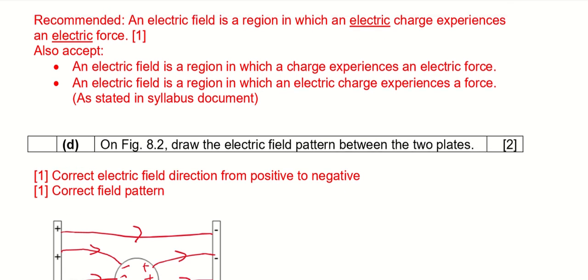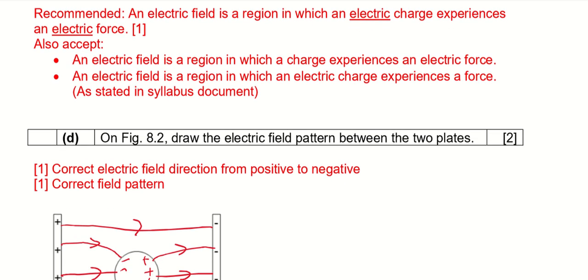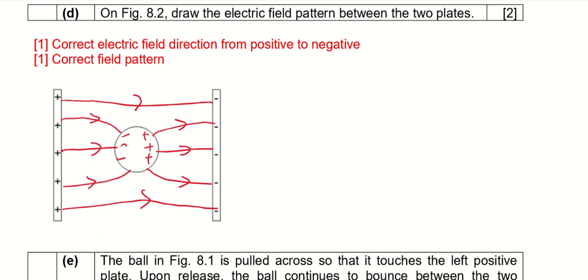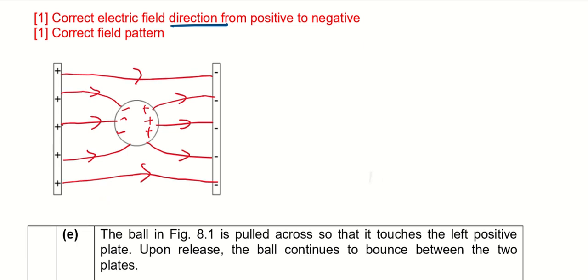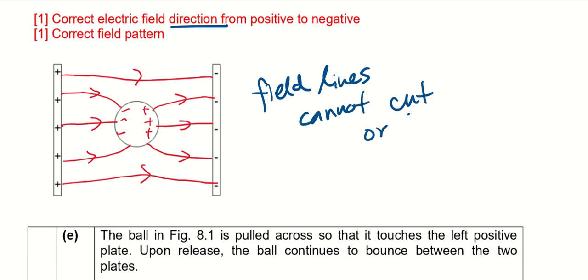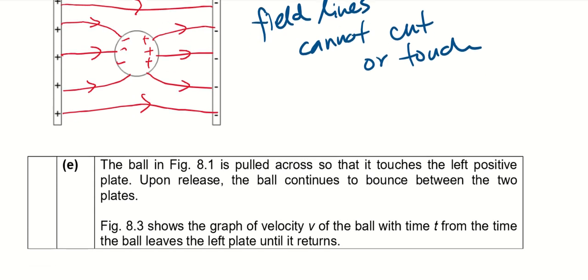Figure 8.2, draw the electric field pattern between the two plates. So this is what we have done in our tutorial. So 1 mark for the correct direction. It's always coming out from positive and entering negative. And then the field pattern, right? Take note that the field lines cannot cut or touch each other.